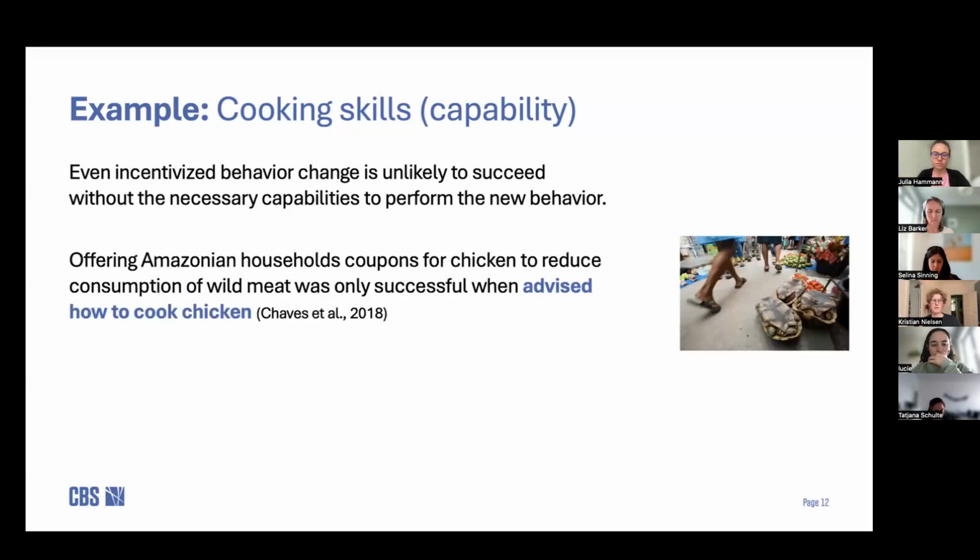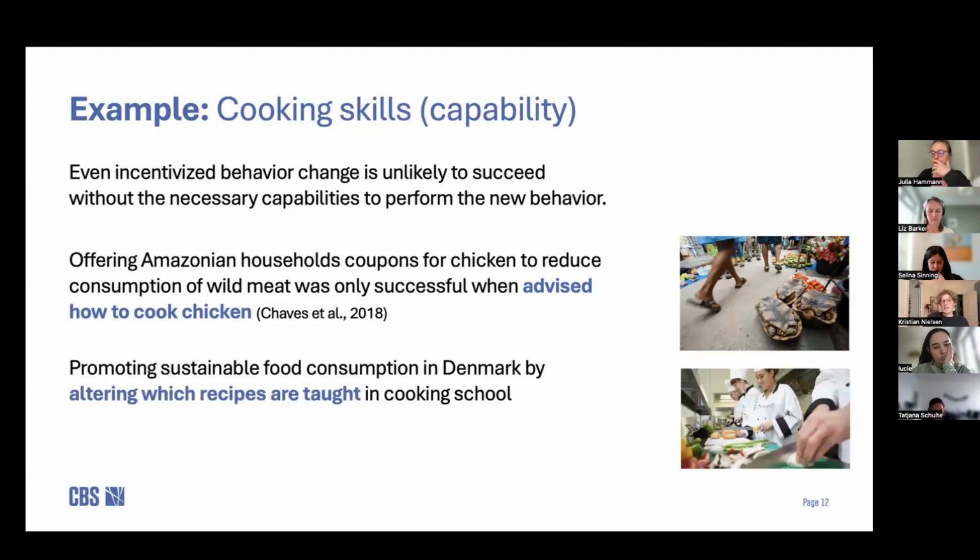One example of this was offering Amazonian households coupons for chicken, in an attempt to reduce the consumption of wild meat. That was only successful when they were also advised about how to cook the chicken. The same in Denmark: if you want chefs to cook more vegetarian or plant-based meals, they need to know how to prepare them, and how to prepare delicious meals that people actually want to eat. So one example of an intervention is to alter the curriculum at the cooking school.